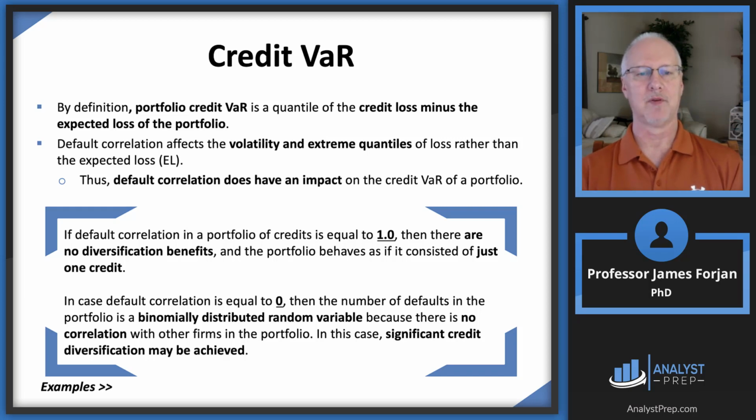Now let's look at what happens if default correlations are at some extreme number. So suppose that the default correlation of the portfolio is equal to 1. Well, what that means is that even if we have 10 credits in the portfolio and the default correlation between and among them is exactly 1, then that portfolio looks an awful lot like it just has 1 credit inside of it. And so, of course, there will be no diversification benefits. But on the other hand, if the default correlation is equal to 0, then of course we might have significant credit diversification that might be achieved, and we'll see that here in just a few slides.